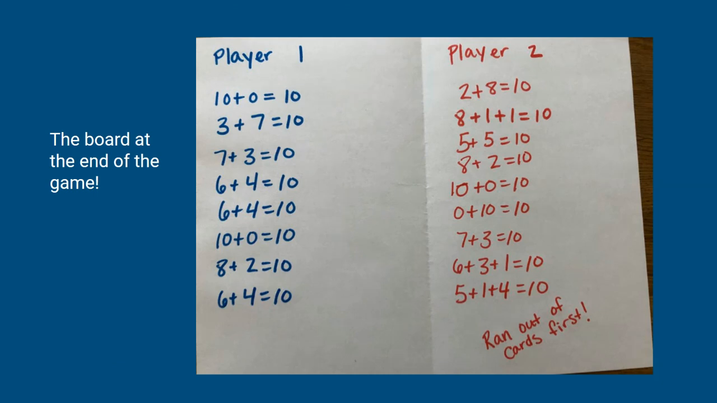This is a picture of what the board looked like at the end of the game. Player 2 was able to run out of their cards first, so they weren't able to make 10 with any more of their cards because they had used all of their cards. Player 1 got to a point in the game where they couldn't use any of their cards to make 10 anymore. So at this point in time, we would just take all the cards, shuffle them back up, divide them out, and play the game again.